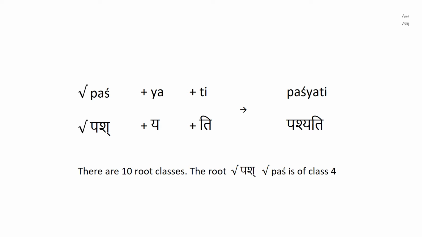Roots have been divided into 10 different classes by Sanskrit grammarians. Each class of root undergoes a different modification to create the verb stem. The root pash is of class 4. Roots of this class add a ya to the unchanged root before adding the personal ending. We will discuss all other root classes through the coming lessons.